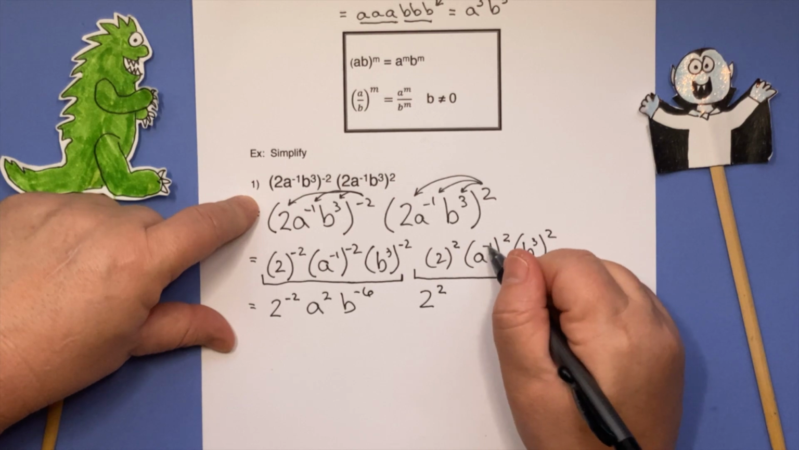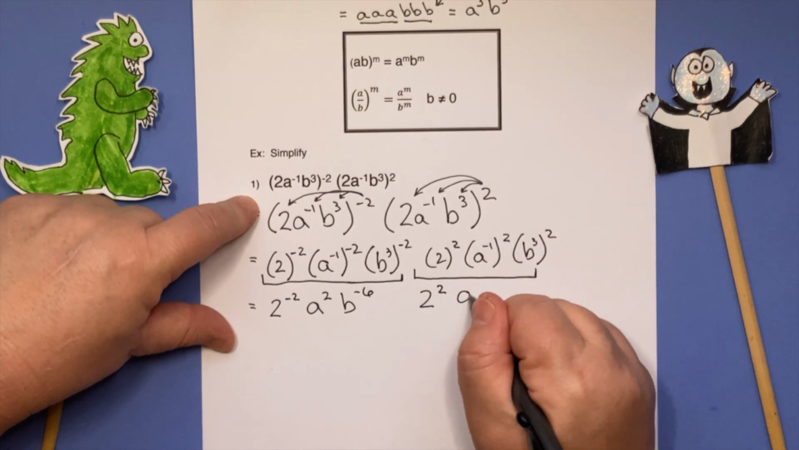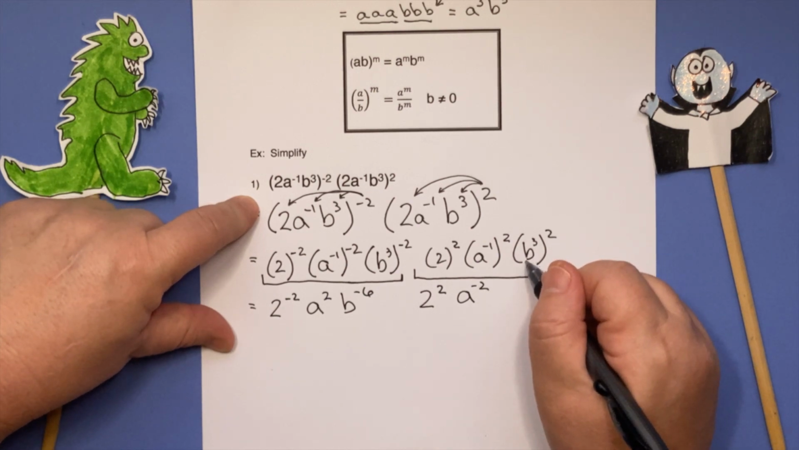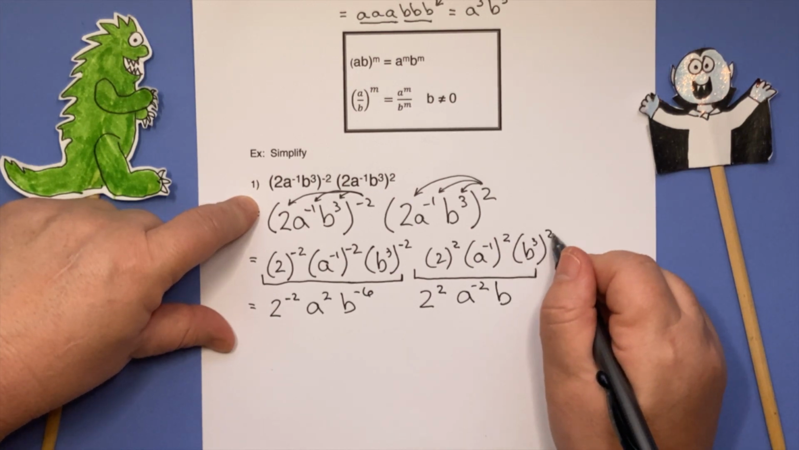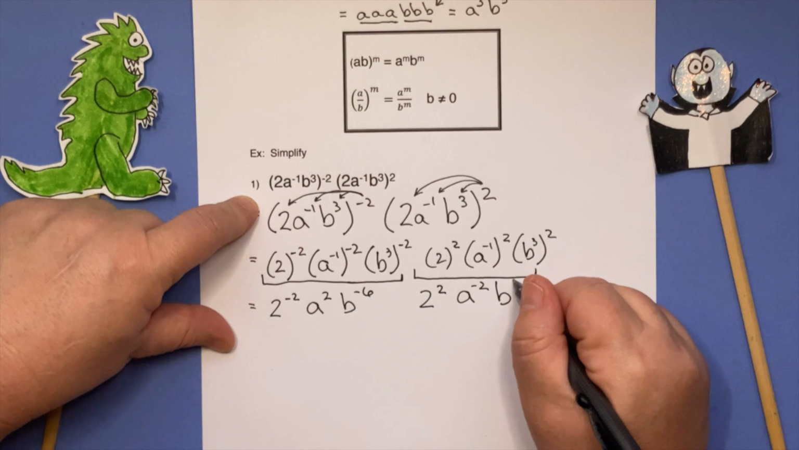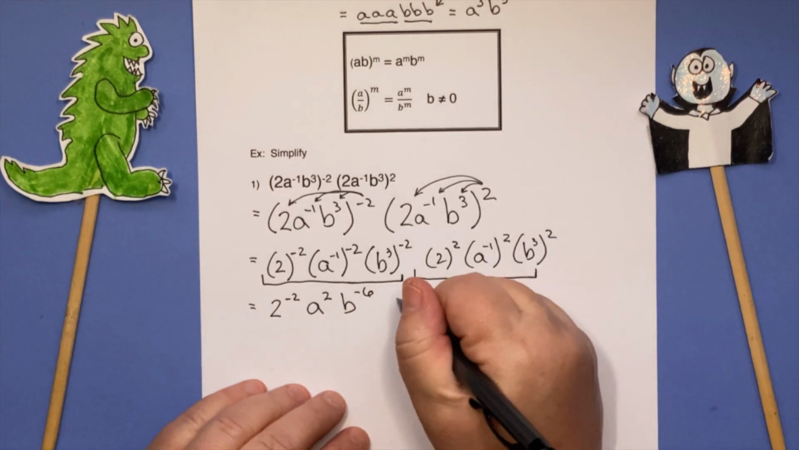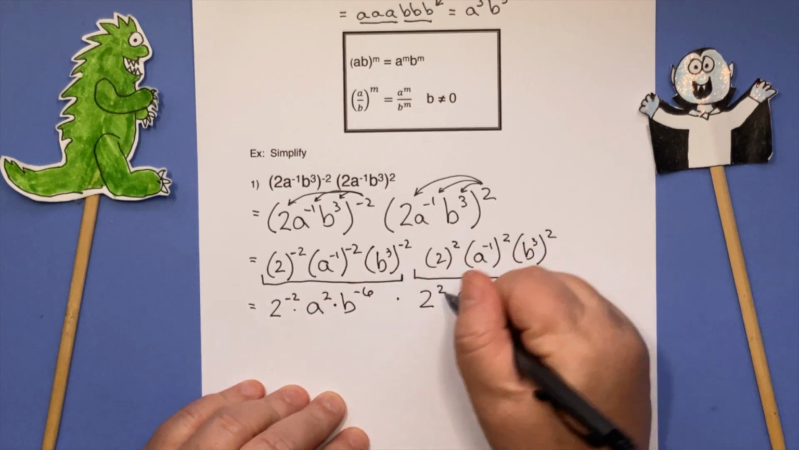I've got A to the -1 squared, so -1 times 2 is -2. And B raised to the 3rd power squared, so 3 times 2 is 6. Now I've got a bunch of things, and these are all multiplied together, right?